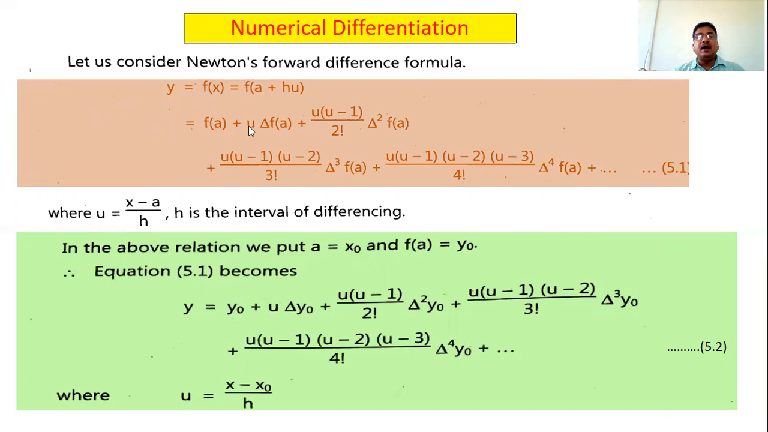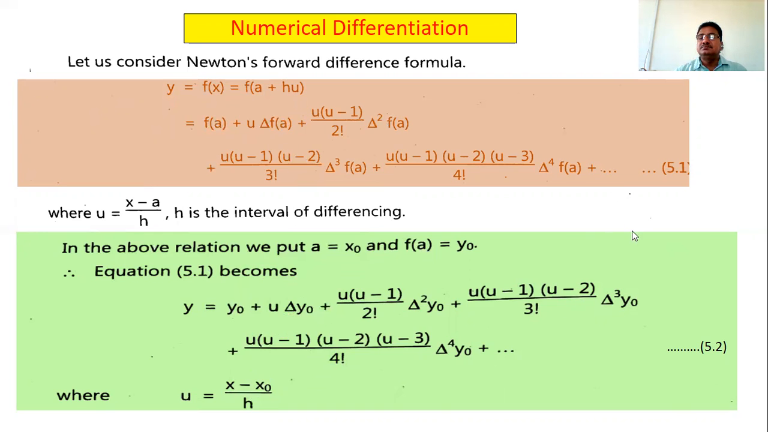So what do we have? y is equal to f(a), and f(a) means y naught, plus u Δf(a), that is Δy naught. We substitute f(a) as y naught. Okay, and u is what? (x minus x naught) divided by h, since a is x naught. So this is the same Newton's forward difference formula in other notations, and u is x minus x naught divided by h, first point divided by h. We use this formula to further prove the differentiation formula.